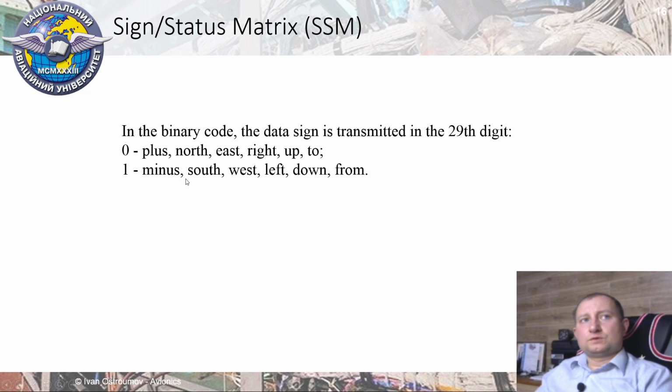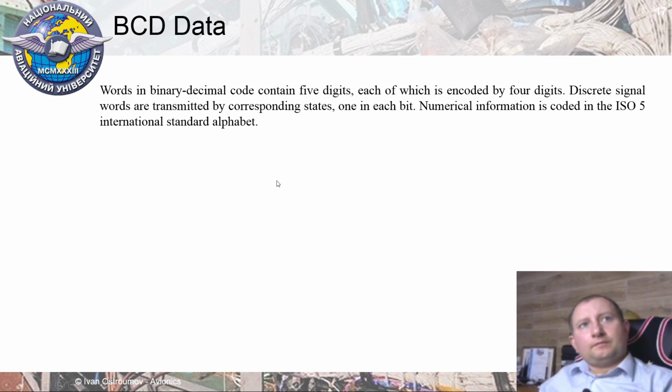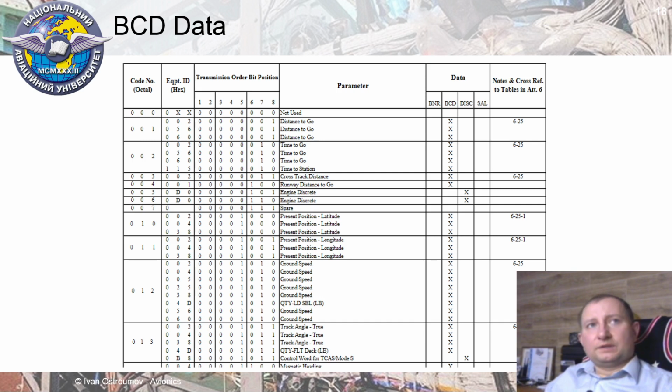Next one, it is binary decimal data. In this case, each data field in a data word can place 5 digits, each of which is encoded by 4 bits. And also I have talked that if we would like to transfer symbols or characters, we need to use specific ISO coding.